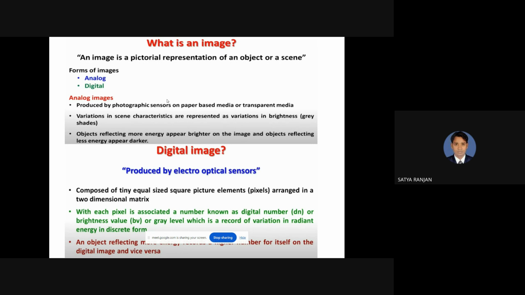So these are the dry, these are, this appears the high brightness, and it's reflected high electromagnetic radiations. So based on these, we can identify these locations based on the associations and the localities of these areas. तो डिजिटल इमेज क्या है कि कंपोज ऑफ टिनी इक्वल साइज स्क्वायर पिक्चर एलिमेंट्स.